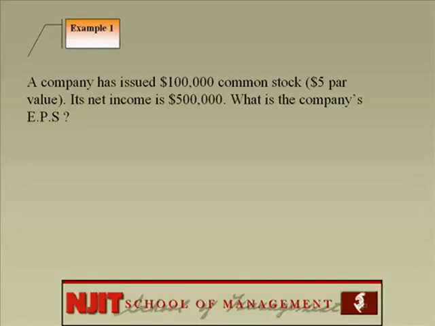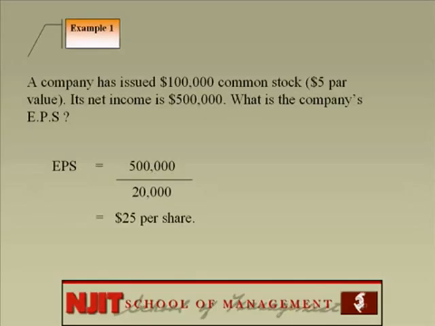Are you done? Let's restart. The net income is $500,000. The company issued 100,000 of common stock. The price determined was $5. So how many stock, the number, did they issue? They must have issued 100,000 divided by $5.